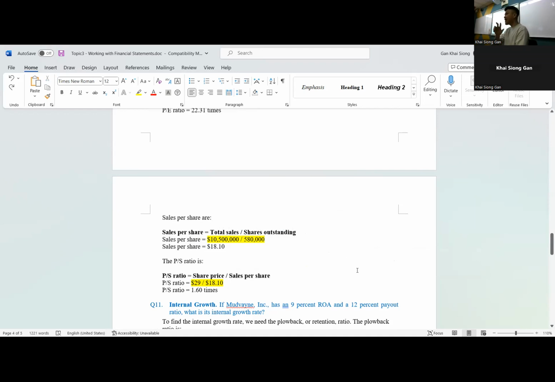So actually, basically everything is just using back the formulas that we covered in the slides just now. So if you can really remember all the formulas well, then things will be a bit faster, or else it will be very difficult.